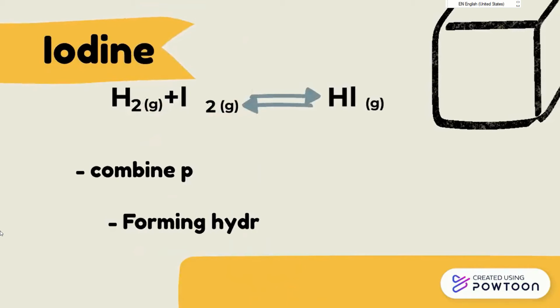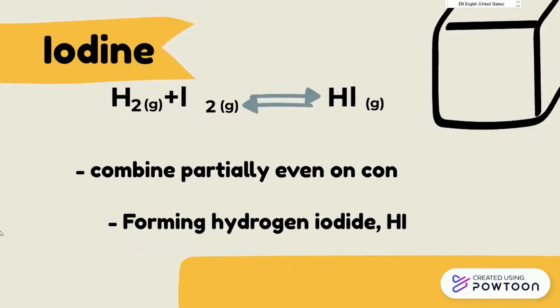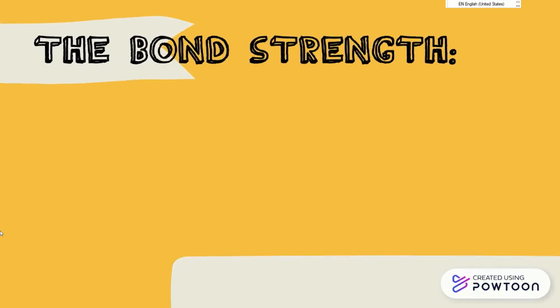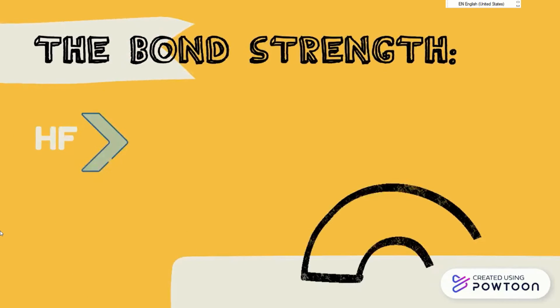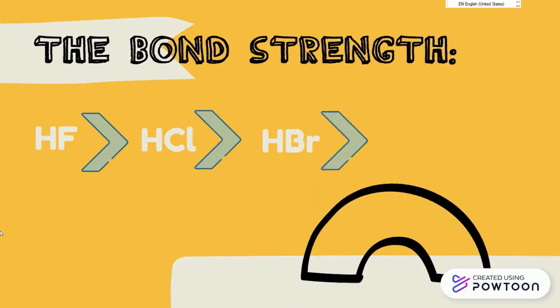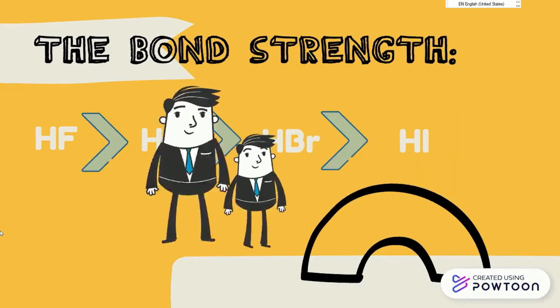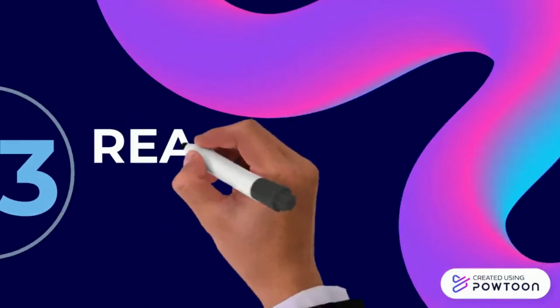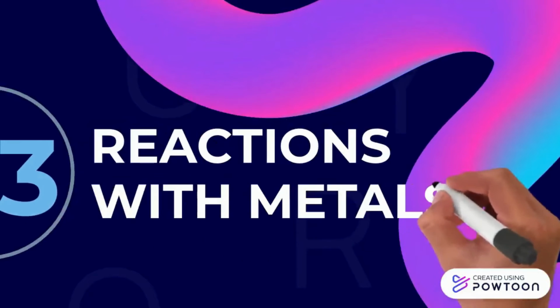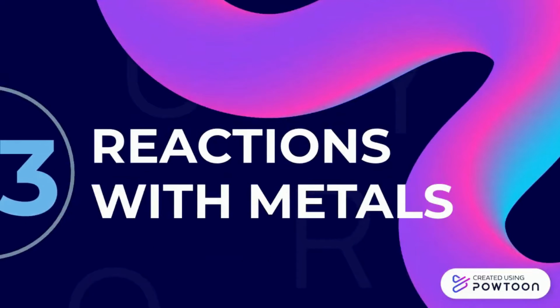And lastly, for iodine, this reaction will form hydrogen iodide. Hydrogen and iodine combine only partially, even on constant heating. The bond strength of these hydrogen halides decreases down the group. The bond strength of HF is greater than HCl, HCl is greater than HBr, and HBr is greater than HI. Then, we proceed to the next, which is reaction with metals.